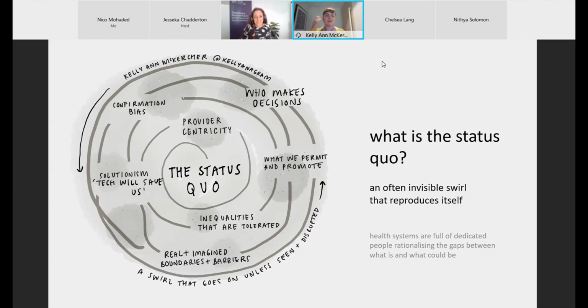And many of these people are also constantly rationalizing the gap between how we all believe things could be and how they are now.